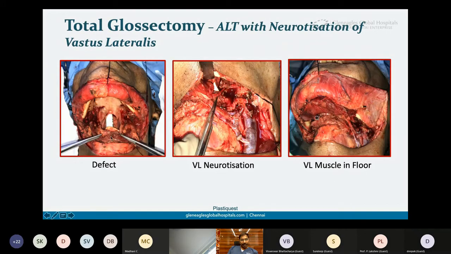So this is one case of a total glossectomy defect where we did the neurotisation, and you can see the vastus lateralis nicely fills the floor. We took a few stitches here within the mandible and a few within the neck skin.